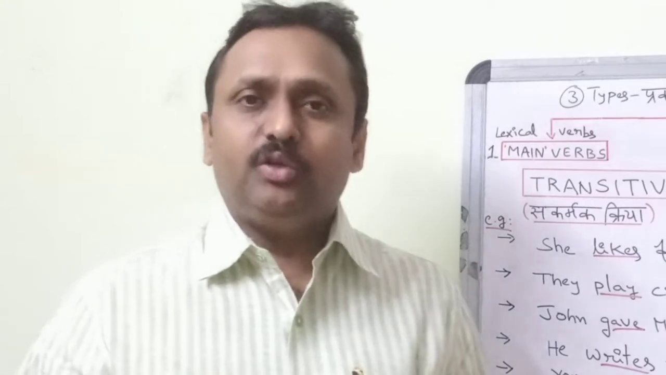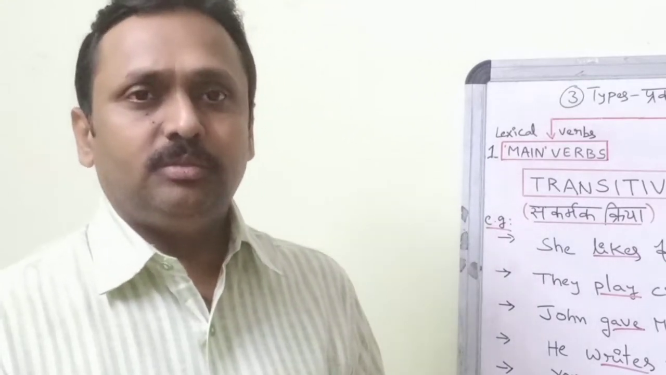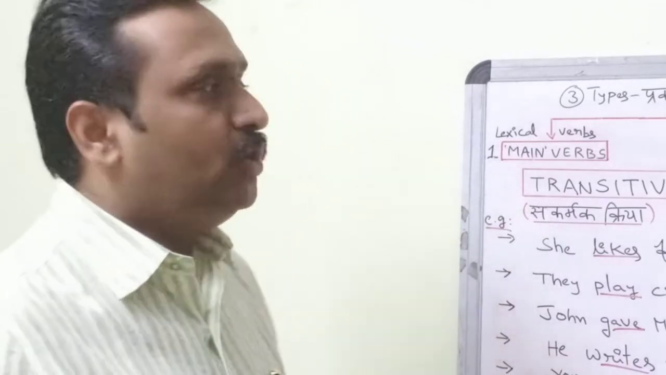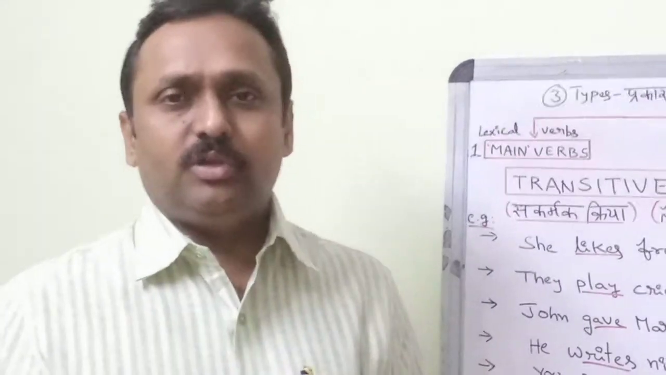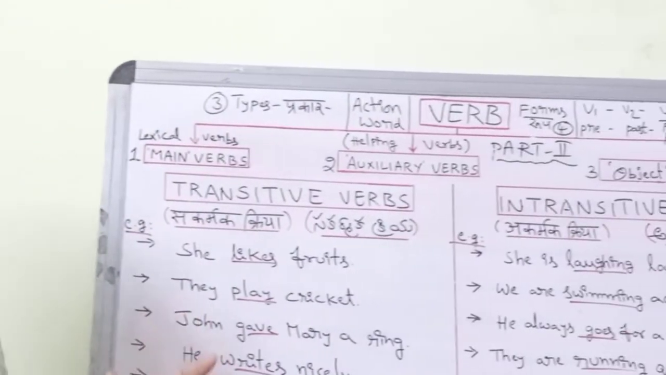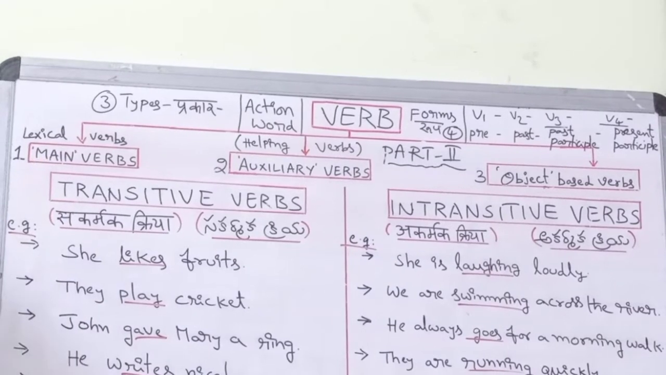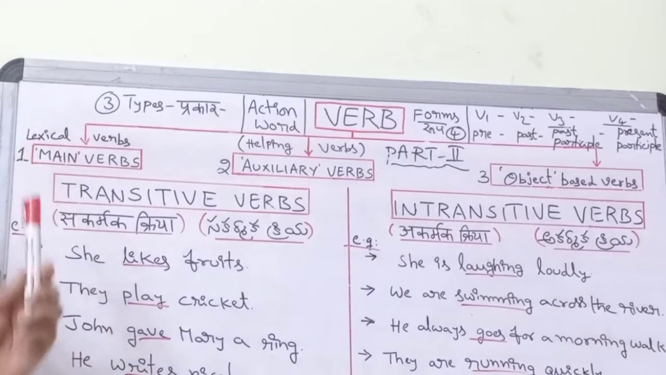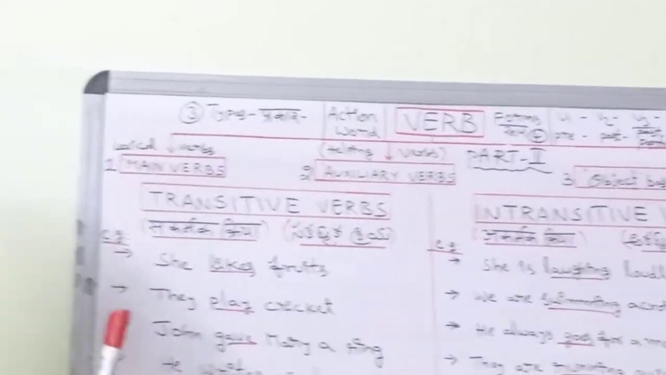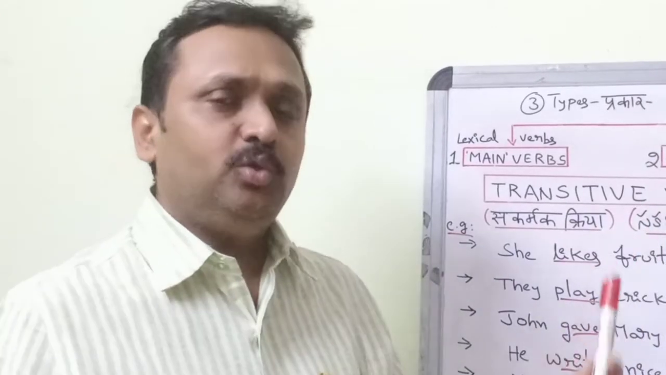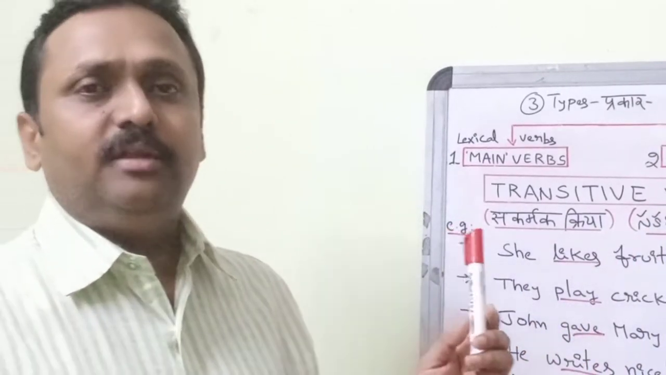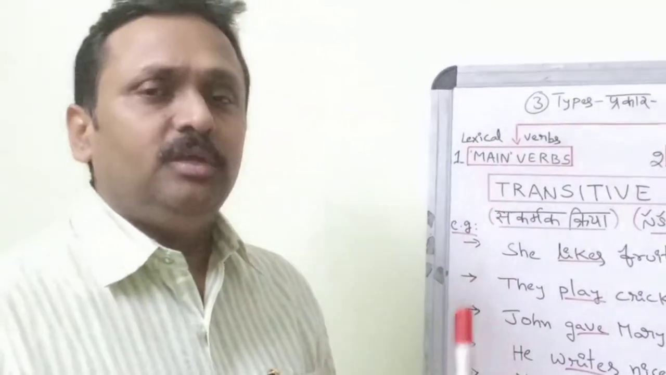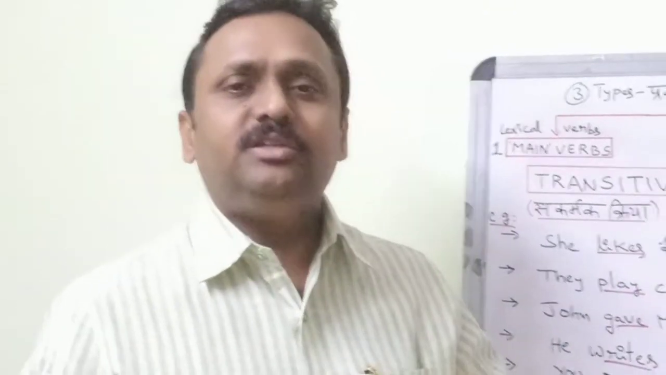In the previous video lesson, we learnt the introduction of the verb and its types. According to it, a verb is an action word, and verbs are broadly of three types: main verbs, auxiliary verbs and object-based verbs. Main verbs are again of two types: strong verbs and weak verbs. Auxiliary verbs are of two types: primary auxiliary verbs and modal auxiliary verbs. Object-based verbs are of two types: transitive verbs and intransitive verbs.